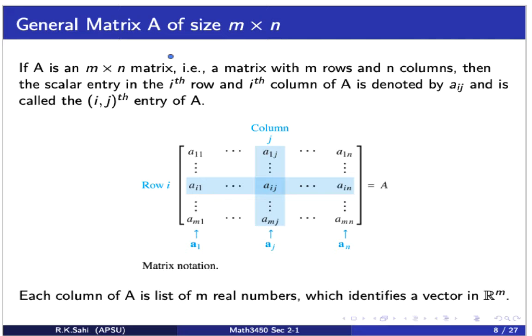So what is a general matrix? A general matrix is a matrix of size m by n. That means we are just becoming very abstract here. We do not know how many rows. We're not putting in some numbers. We're simply saying, I have a matrix with size m by n. That means I have m rows and n columns, okay?